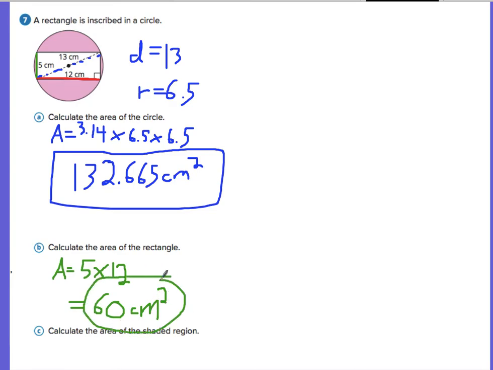And now we want just the shaded region. So we're going to subtract parts A and B. So 132.665 minus 60. So showing our work like that, and then you can finish on your calculator. 72.665 is our final answer. And again, that's centimeters squared.